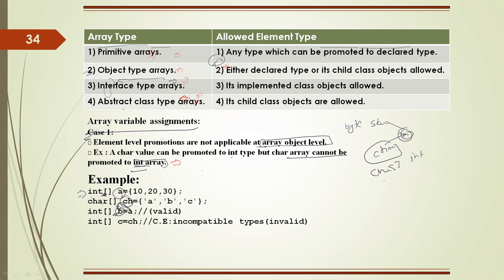Okay, B array. Why? Because this is int. But if you try to initialize a char array with an int, you get an incompatible type error for the array. Data type mismatch. Incompatible type means data type mismatch.